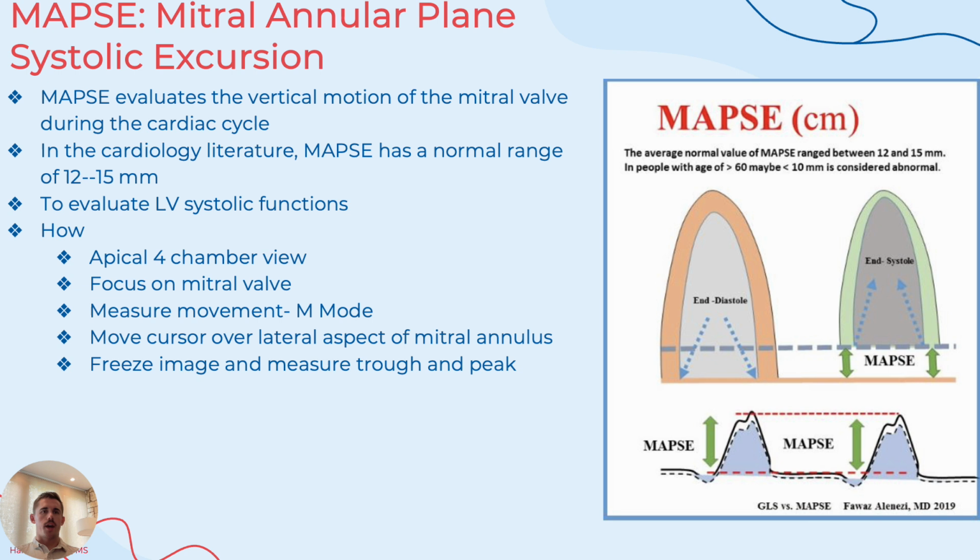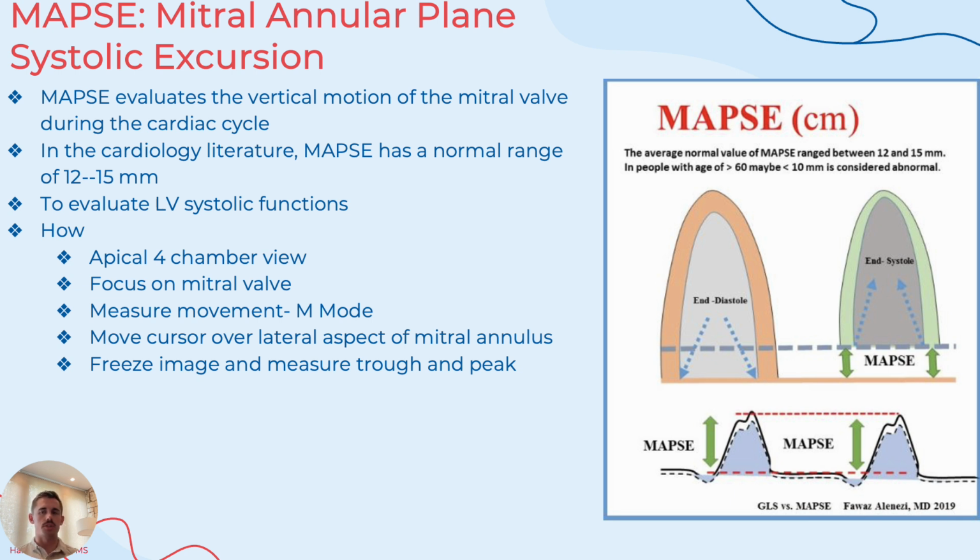Now we're going to be looking at MAPSE and TAPSE. MAPSE is the mitral and TAPSE is the tricuspid annular plane systolic excursion. These are measurements that add valuable information to the function of the right and the left heart, and they highlight abnormalities that you might not see when you're just evaluating ejection fraction, and the ejection fraction is normal.